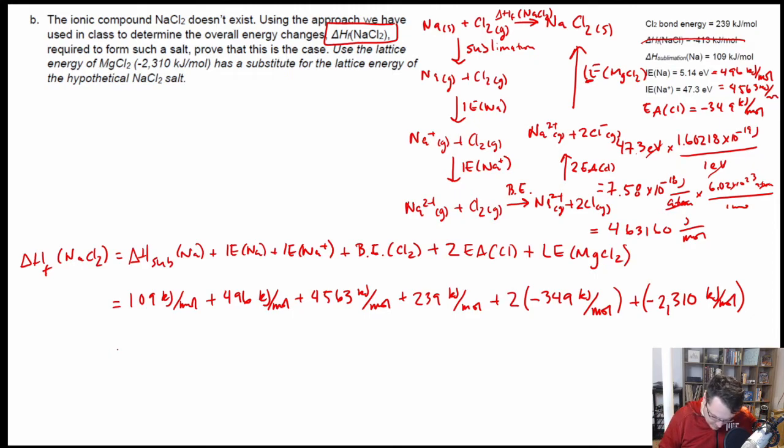So we have all of that, and we just plug in all these values. So we get 109 plus 496 plus 4,563 plus 239 plus 2 times negative 349 plus negative 2,310. And so what you should get is essentially 2,400 kilojoules per mole, right? And I believe that's what I have on the key. Yes, so you should get about 2,400 kilojoules per mole. So that's the delta H of formation.